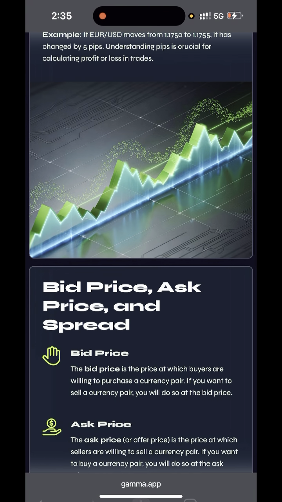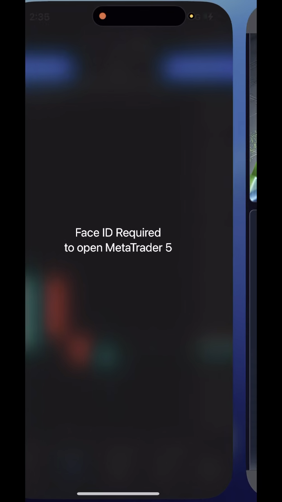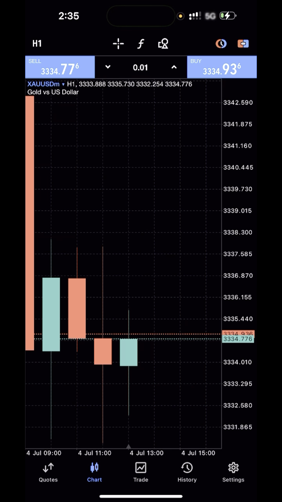There is something called the bid price, the ask price, and the spread. So basically the bid price is the price at which buyers are willing to purchase a currency pair. If you want to sell a currency pair, you will do so at the bid price. So now, for instance, if you want to buy a currency pair, let me show you.